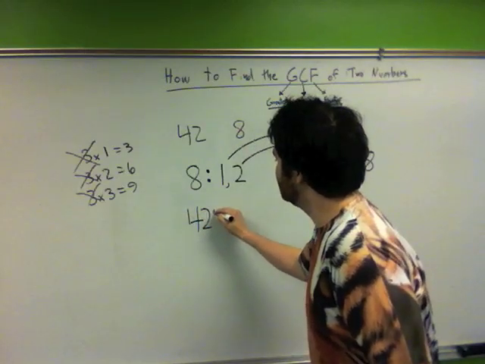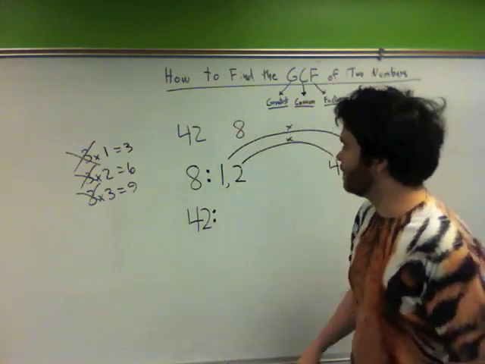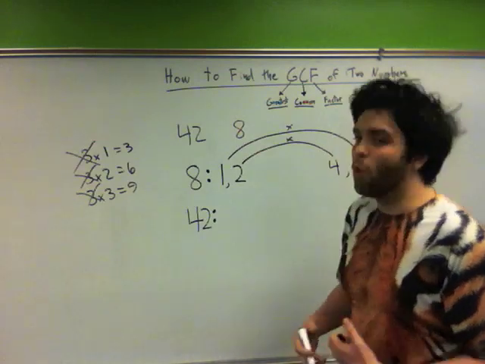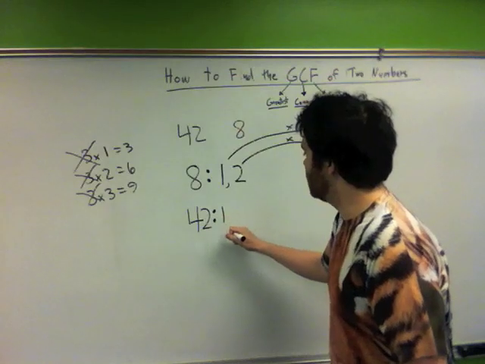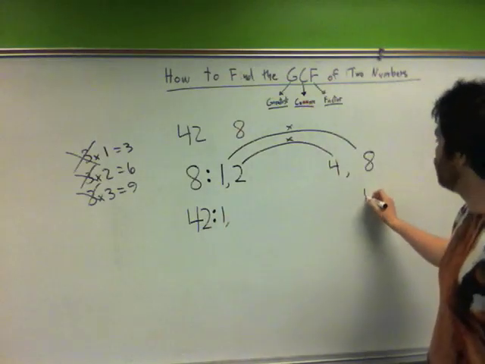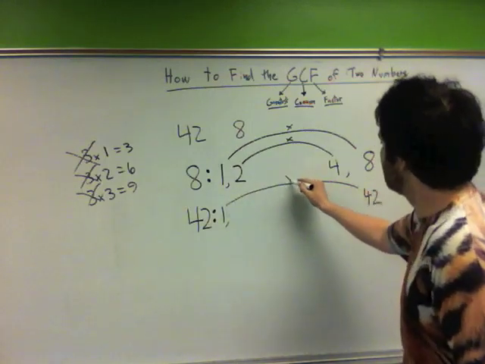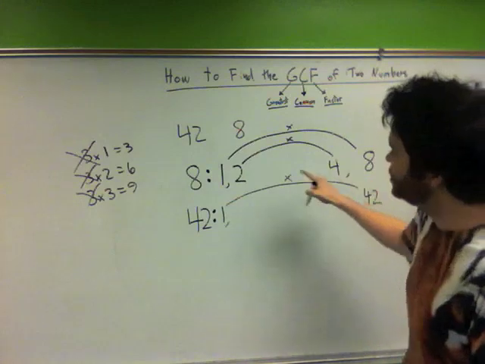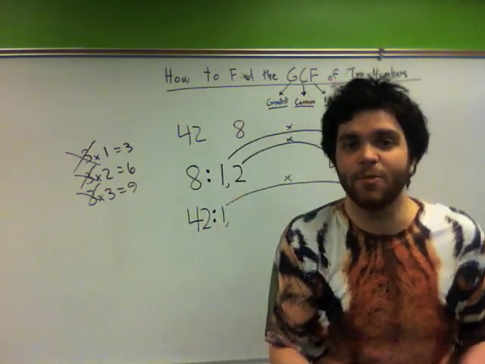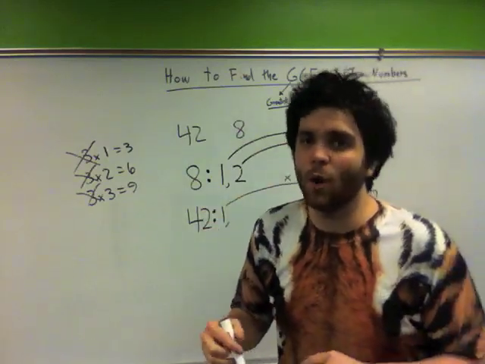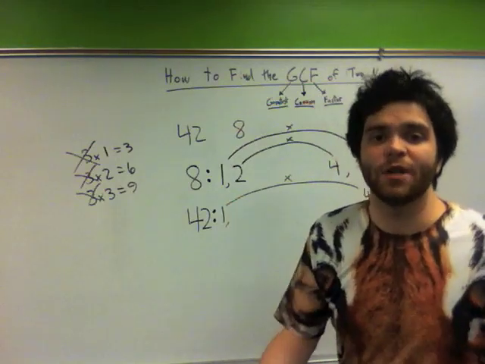So I'm going to write 42 just the same way that I wrote 8, with its colon. And I'm going to say, well, what are my factors of 42? Remember, we start at 1. 1 times 42 is going to be 42. And we're proceeding systematically, which means we're not just going to start guessing at factors. We're going to say, well, what's the next highest number from 1 that could be a factor of 42?